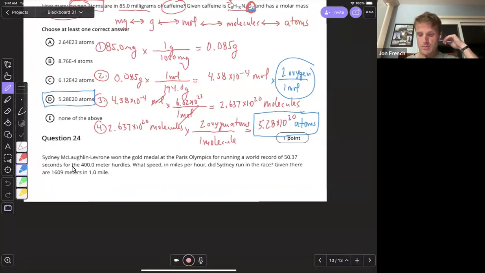Right, so she won the gold medal in the Paris Olympics, ran the world record 50.37 seconds. I mean, why are we giving that a thumbs down? You're going to have to have those problems on the exam, right? We covered that material and it's one step. Anyways, if anyone knows how hard it is to run a 400 meters, now put hurdles in your way. And yeah, she ran it in 50 seconds. Pretty amazing to think about. So yeah, what speed in miles per hour did Sydney run in the race, given there's 1,609 meters in 1 mile?